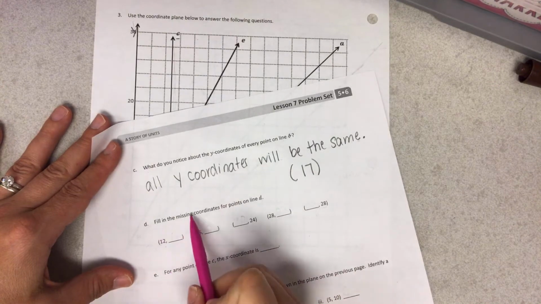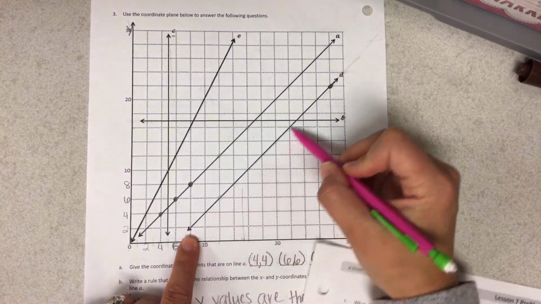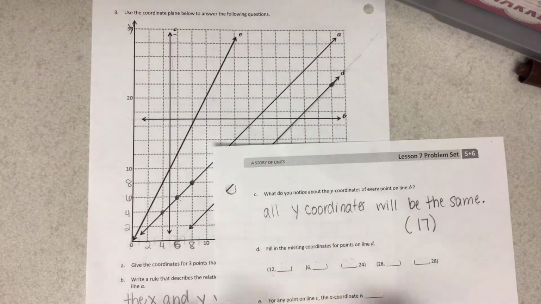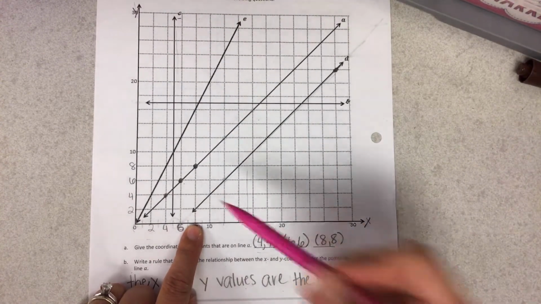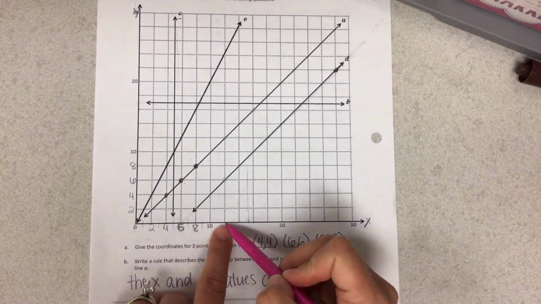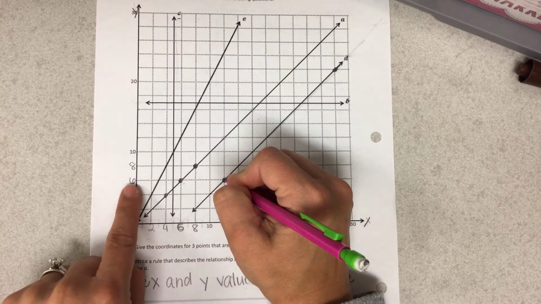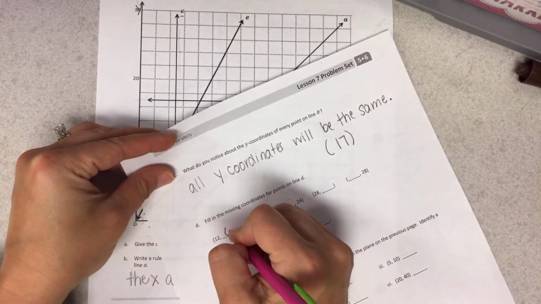The next one says to fill in the missing coordinates for line D. So here is line D right here, okay? I'm going to take a look at this, and first it says I want to find 12. So let's go ahead and find line D. I want to make sure. I'm going to find 12. So here is 12, and I'm going to put my little dot here. I want to know what is my y. Well, if I trace it over, my y is going to be 6. So I'm going to go ahead and write 6.